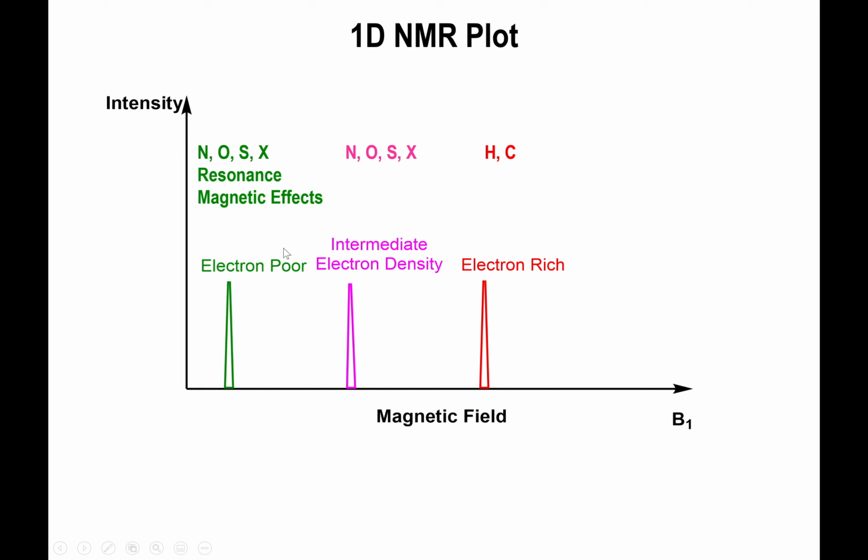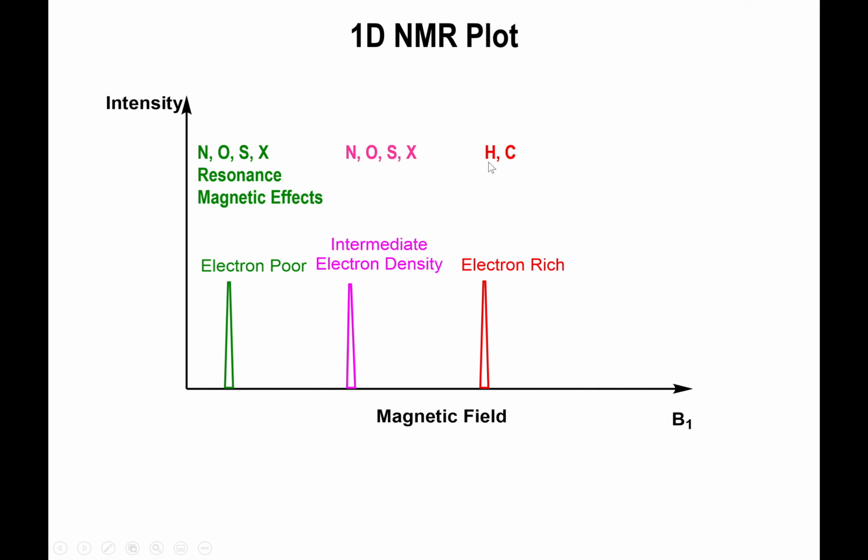Now, in order to get to the electron poor case, you want to have electronegative or highly electronegative elements bound, if not on your proton itself, nearby. Okay, so nitrogen, oxygen, sulfur, halogens nearby to the proton you are observing are going to create an electron poor situation. And then if those elements are a little bit farther away from the proton that you are observing, then you'll start having intermediate effects. You won't be all the way down on the spectrum. You might be somewhere in the middle.